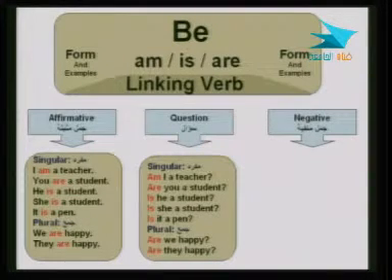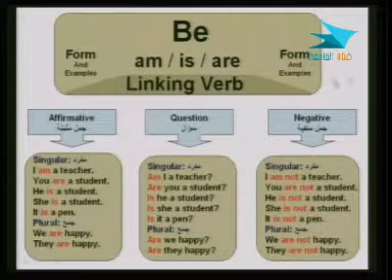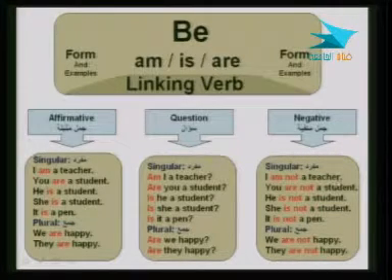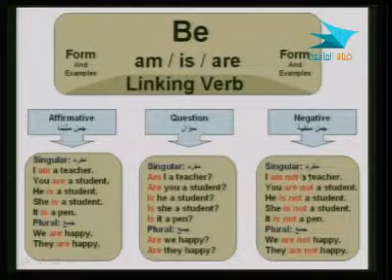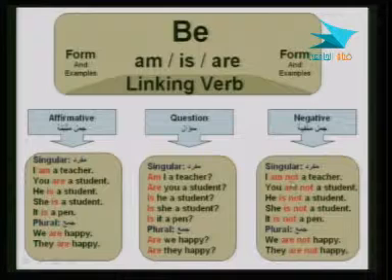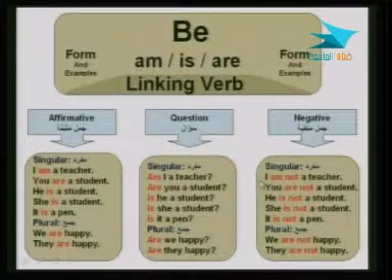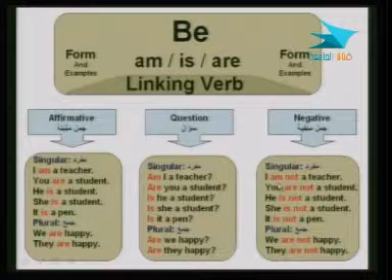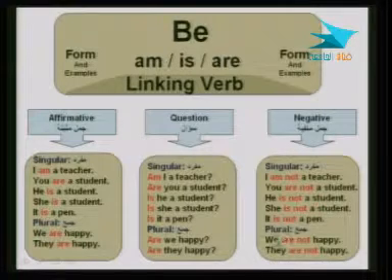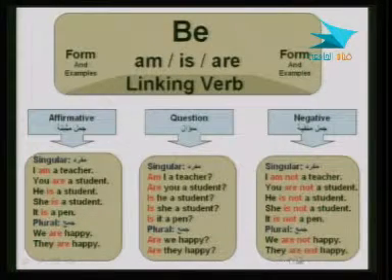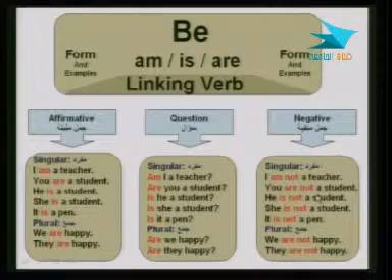To make negative also, all right? I am not a teacher. I use the word not to make negative, okay? To make negative sentences, we use the word not. So with this, here with the subject I, we use am plus not. I am not a teacher. You are not a student. He is not a student. She is not a student. It is not a pen. We are not happy, and they are not happy. Okay, let's move a little bit faster.